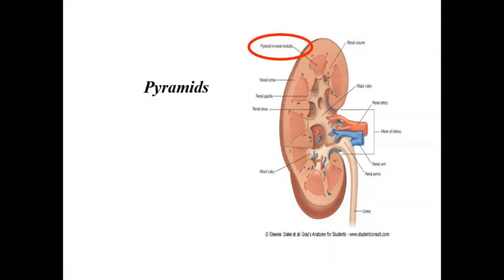Then the minor calyces will join to form the major calyces, and then they will join to form the renal pelvis, and then the renal pelvis will continue as a ureter. So you have the renal pyramids that are opening into the papillae. You have these projections of the pyramids that are protruding into the minor calyces. These are called the papillae. This is where you find the opening of the collecting ducts. Later on, you'll see that the kidney nephron is more like a tube that is connecting to the collecting ducts, and the collecting ducts are opening into the renal papillae. So these renal papillae are projections or protrusions into the minor calyces.